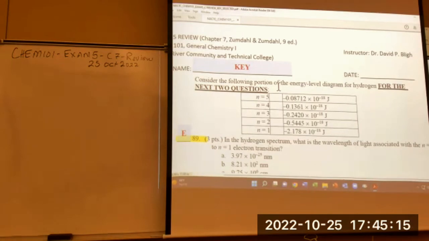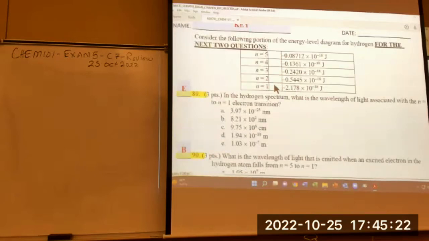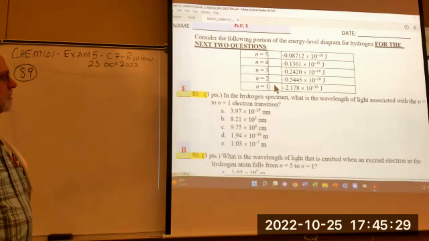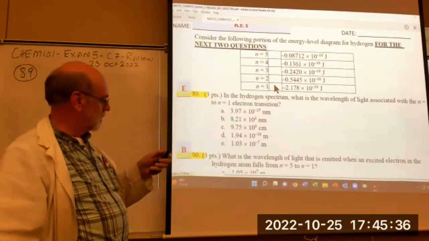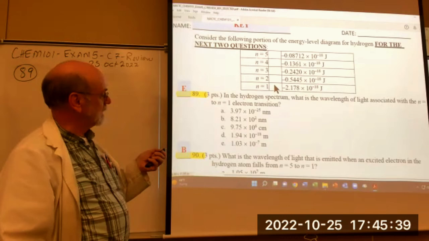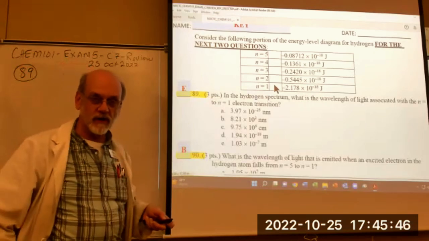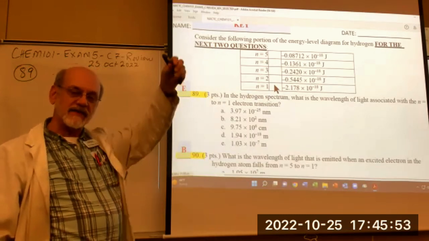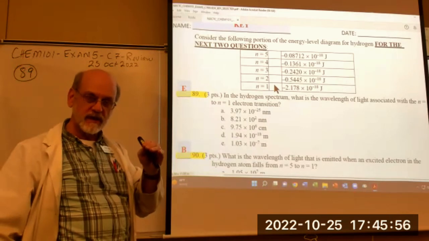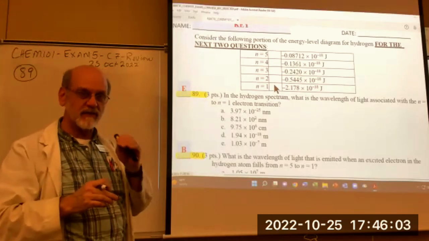Eighty-nine. Let's do 89 first, and then we'll take a look at 90. Now, this information actually gives you the energy value for each of the levels. And notice that the closer you get to the nucleus, the more negative the number. And like I said before, if you consider the atom as the system, then as the electron drops into lower and lower orbitals, it gets less and less energy, so it has to give up energy. That means its actual energy level is negative.